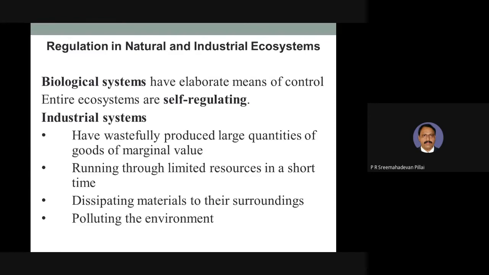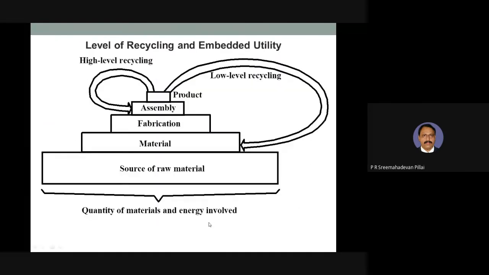See the next slide. This is a network diagram for the level of recycling and embedded utility. This shows an industrial system where the raw materials convert to finished materials, convert to fabricated materials, convert to assembly line, and ultimately it becomes the product. And then the semi-finished product, which cannot be used, will come back to the assembly line.